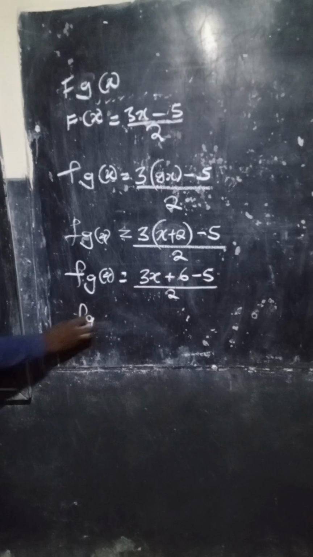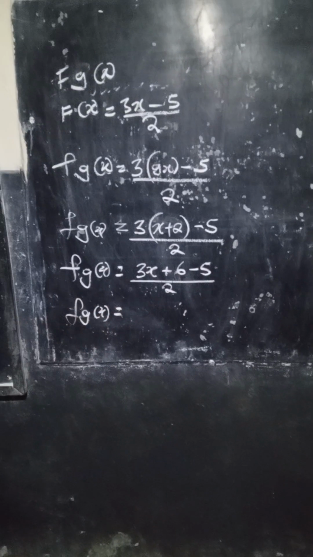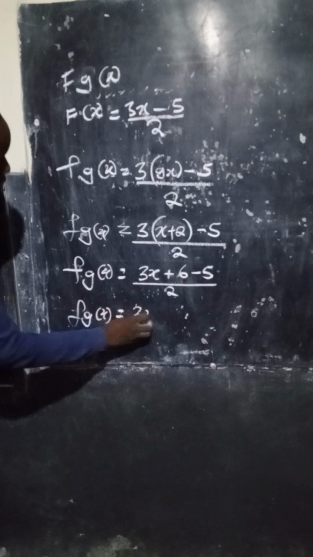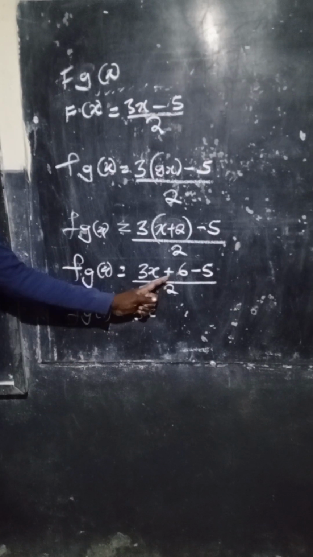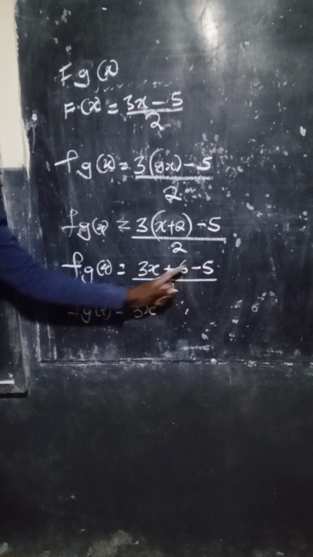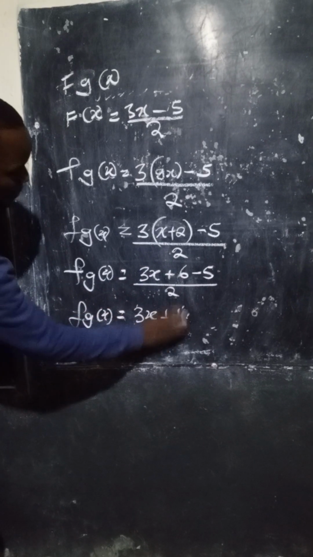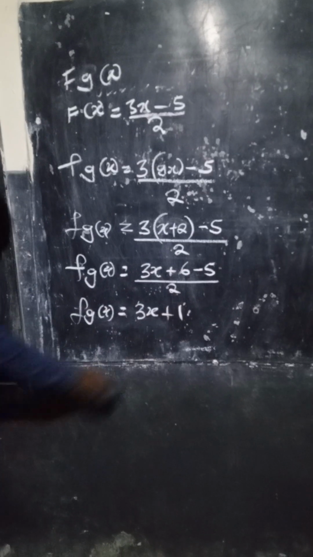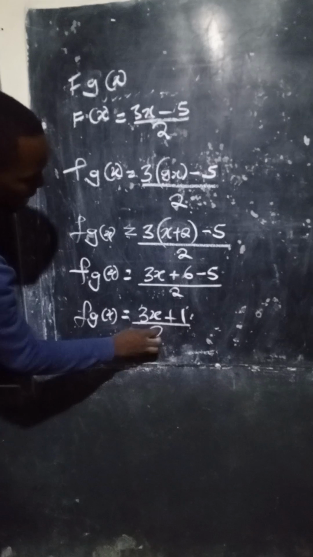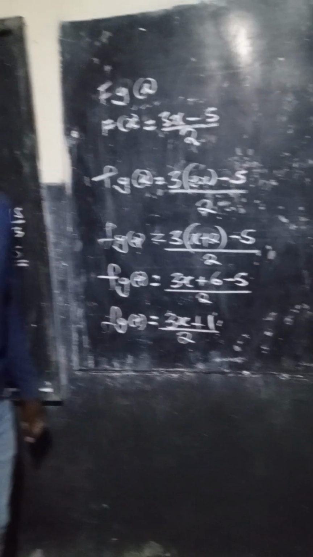So I'll write fg of x equals 3x. Now you can see that the signs are different. So when the signs are different, you subtract, you get the sign from the bigger number. Meaning here we have positive 1. Then we divide by 2. That's all about the function.